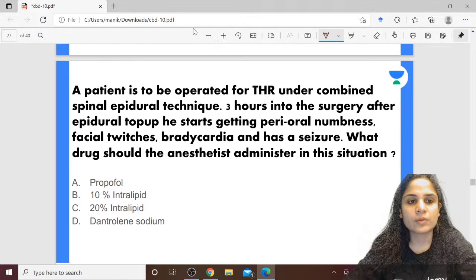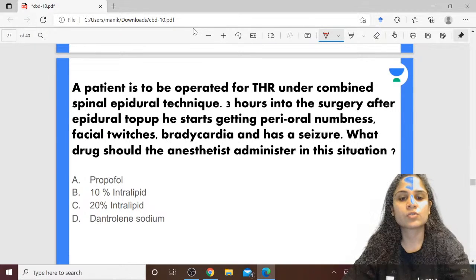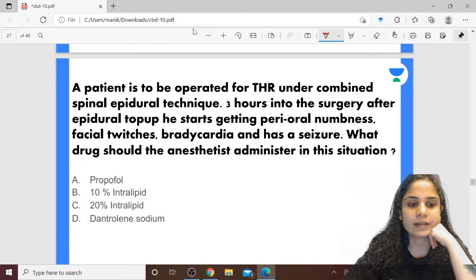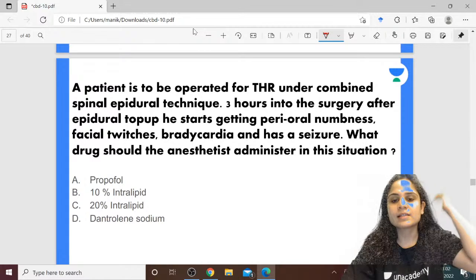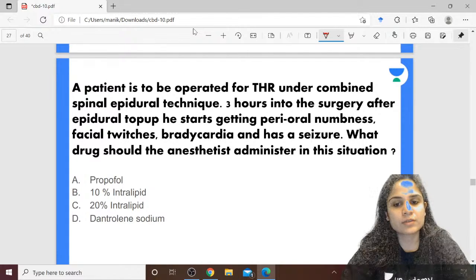Okay, so moving on to our next question. A patient is to be operated for total hip replacement under combined spinal epidural technique. 3 hours into the surgery, after epidural top-up, he starts getting perioral numbness, facial twitches, bradycardia and a seizure. What drug should the anesthetist administer in this situation? Propofol, 10% intralipid, 20% intralipid or dantrolene sodium?